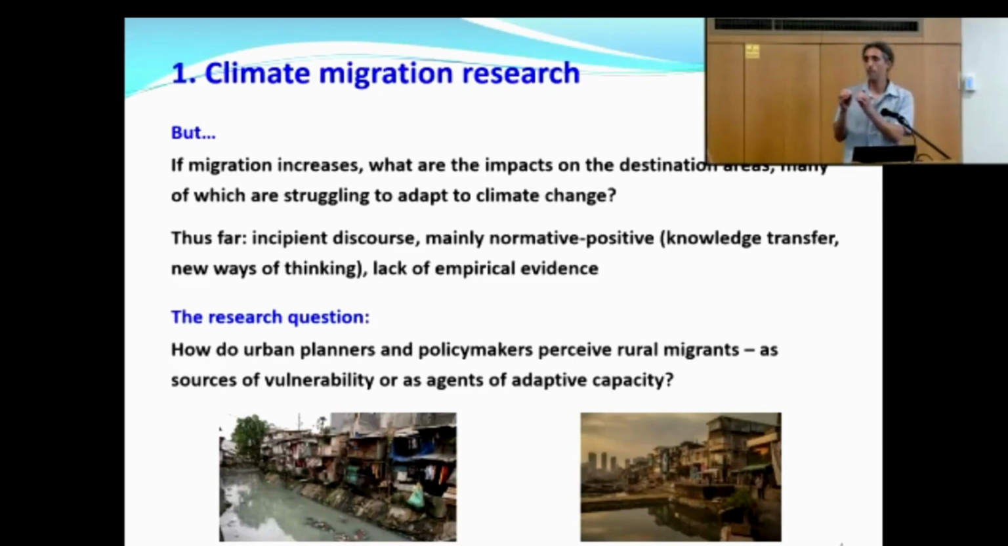So we're not trying to measure and quantify the exact effect of migration on the city, because it's difficult to compare knowledge and, for example, the expansion of slum areas. It's not the same unit. It's very difficult to quantify. So we want to get the perspectives of the people who deal with migrants and plan for migration and for the environment.